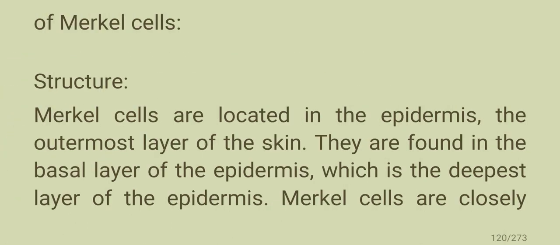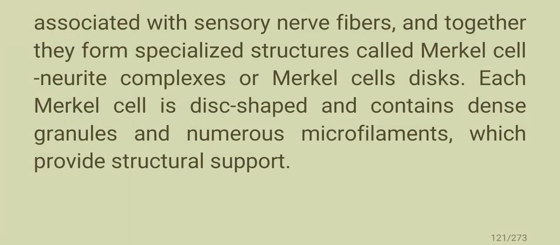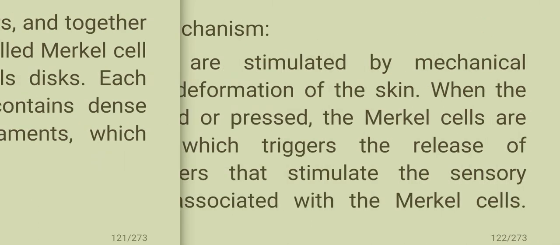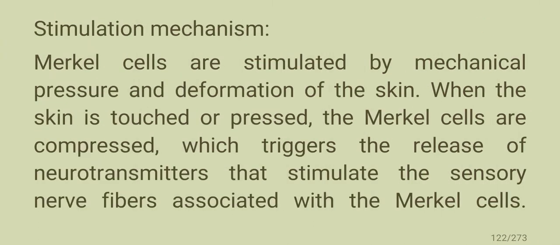Merkel cells are located in the epidermis, the outermost layer of the skin. They are found in the basal layer of the epidermis, which is the deepest layer of the epidermis. Merkel cells are closely associated with sensory nerve fibers, and together they form specialized structures called Merkel cell neurite complexes or Merkel cell discs. Each Merkel cell is disc-shaped and contains dense granules and numerous microfilaments, which provide nutritional and structural support.